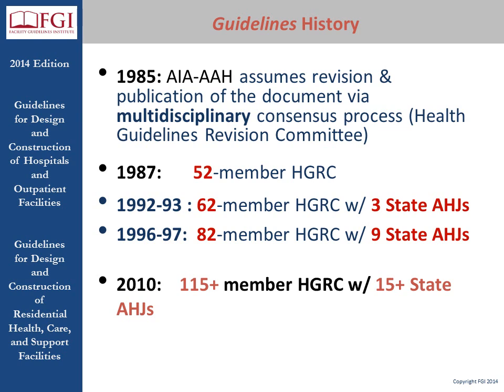It increased to 62 members in 1992, and it included 3 state authorities having jurisdiction, or AHJs, because it was viewed as critical to have government participation, particularly at the local level. In 1996, the HGRC grew to 82 members with 9 state AHJs, and the 2010 edition that you'll be working with this year had more than 115 members on the HGRC, and it included more than 15 state AHJs.